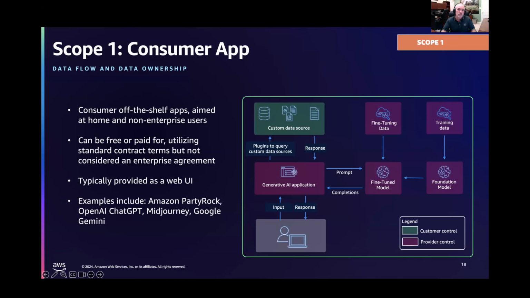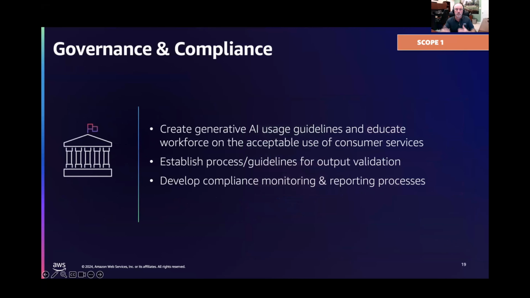There may be some custom data that I provide, like I may upload a document and say, hey, could you summarize this document for me? But for the most part, I'm using it without any significant custom data sources. That application is calling a large language model that may be fine-tuned, it may not be. But again, it's all under the provider control. So they've brought in the data that's been used to train that model, and I have no control over that.